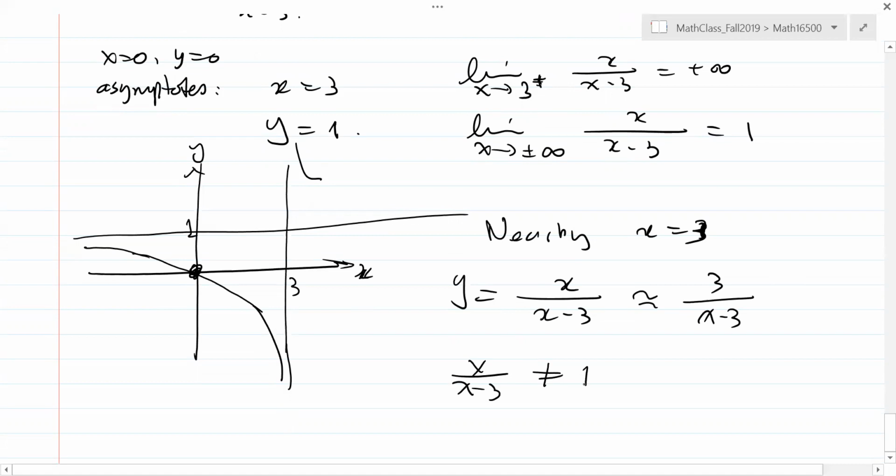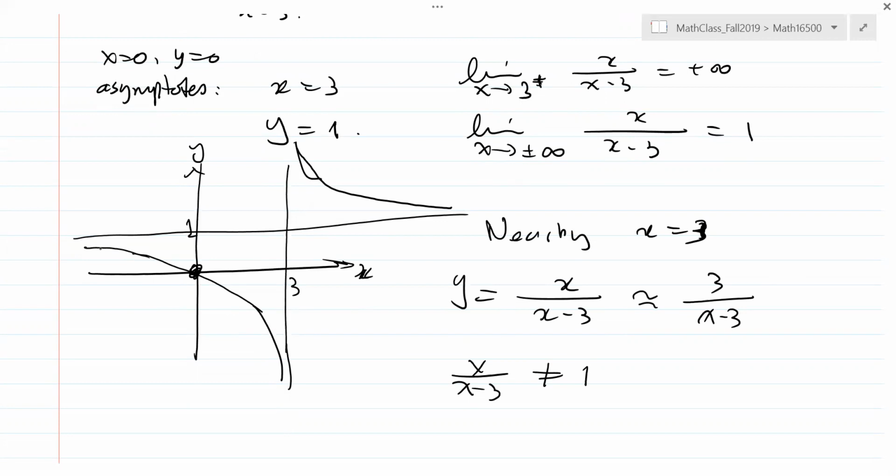Okay. Why? If it's equal to 1, then 0 equals -3. So that means the graph is always above the horizontal asymptote on this side. On the left-hand side, it's always below the horizontal asymptote. So we already sketched the graph.